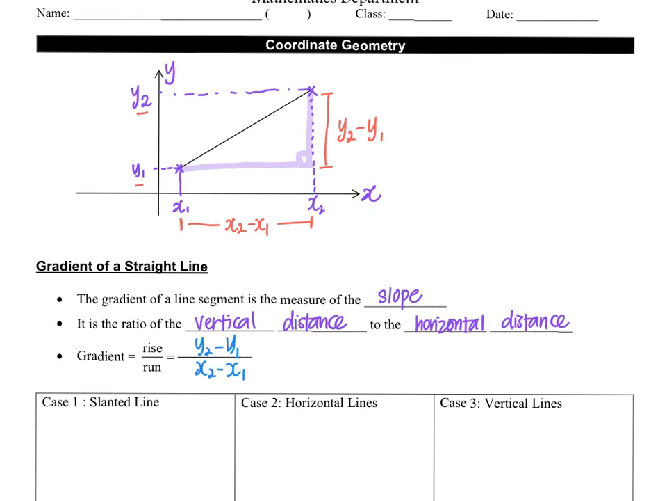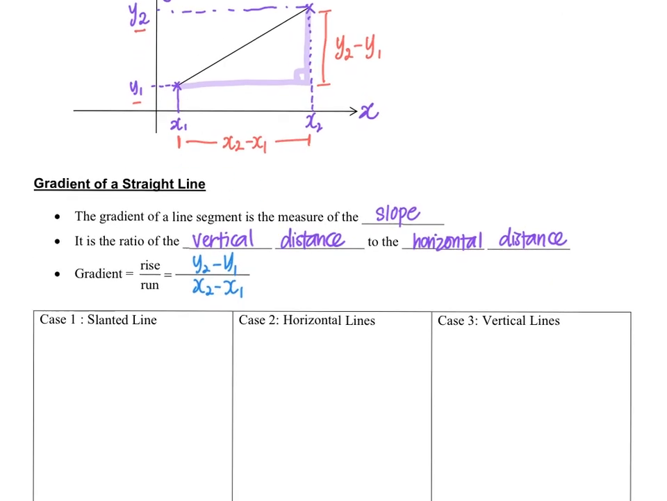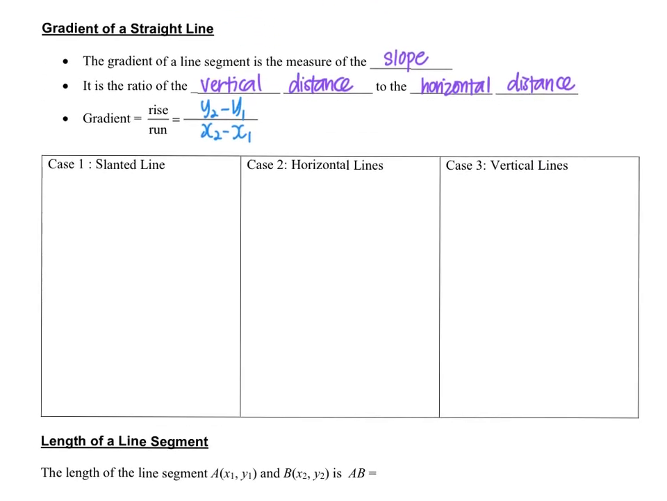Now, what are the different types of gradients? Actually we have 3 different cases. Number 1, if we were to have a slanted line, it will look like this. If I have a slanted line, it will have a gradient, and the gradient will be given by y2 minus y1 over x2 minus x1. It can be found using any 2 points, x1, y1, x2, y2.